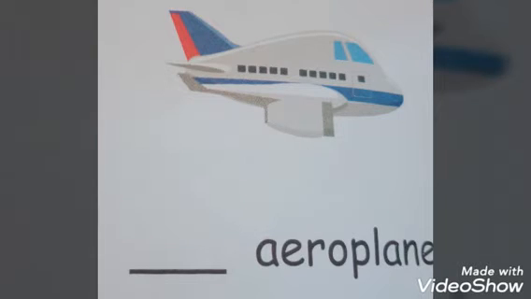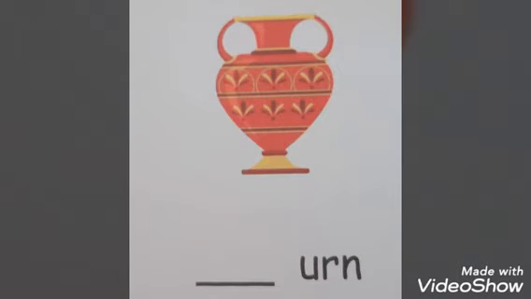See next one. Dash aeroplane. What will come here? See the first letter. A. So, which article will come here? A or an? An aeroplane. Yes. See the last picture.